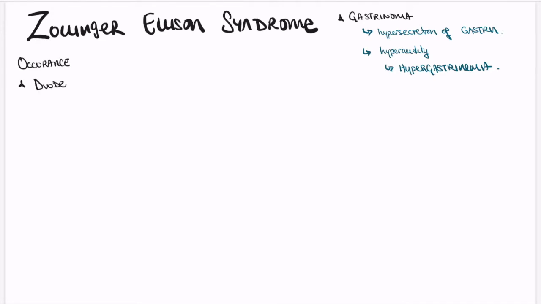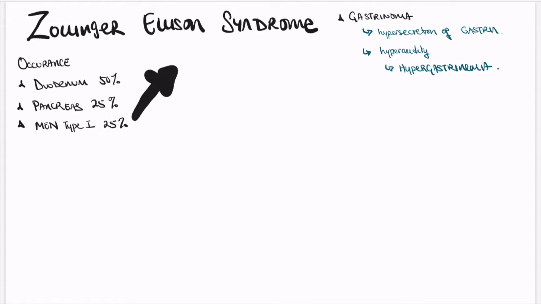Actually, 50% of the cases are found in the duodenum, 25% are from the pancreas, and 25% are associated with the MEN type 1 syndrome. This is the multiple endocrine neoplasia type 1 syndrome, an endocrine tumor that occurs in 3 places. A parathyroid is the most common. 90% of patients with Zollinger-Ellison have it. The other 2 places are the pancreas and the pituitary.